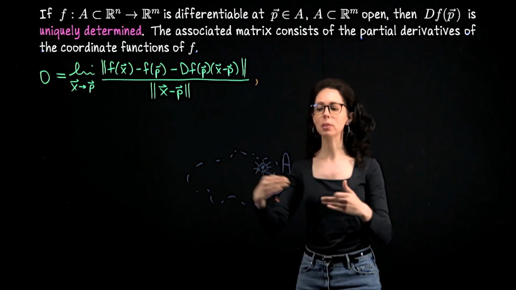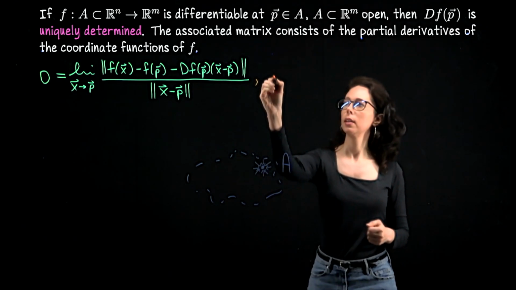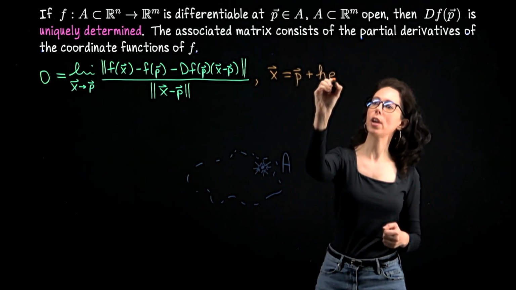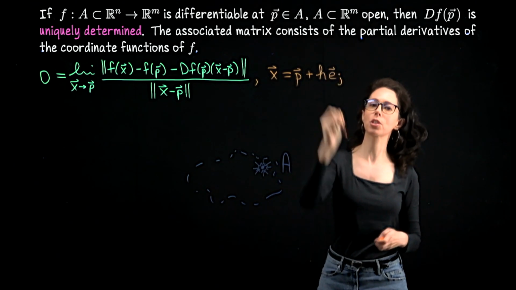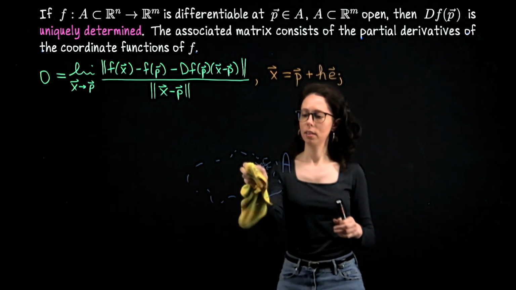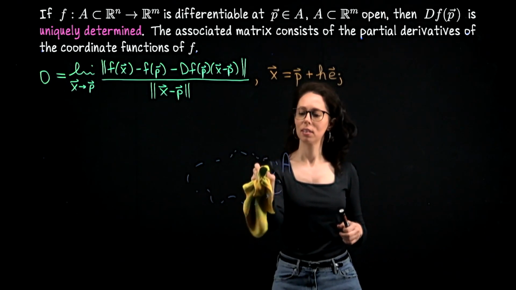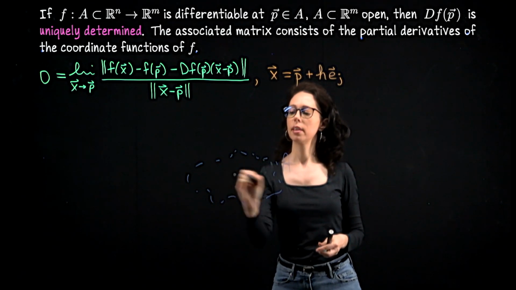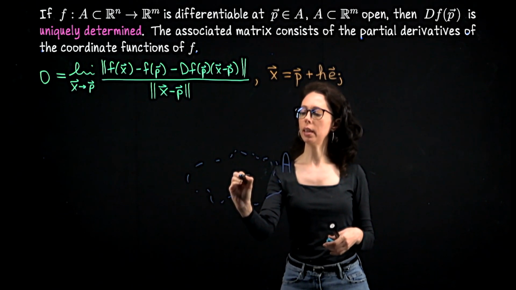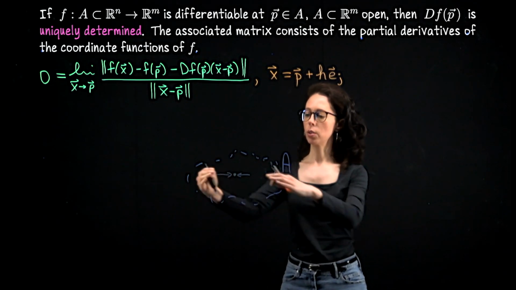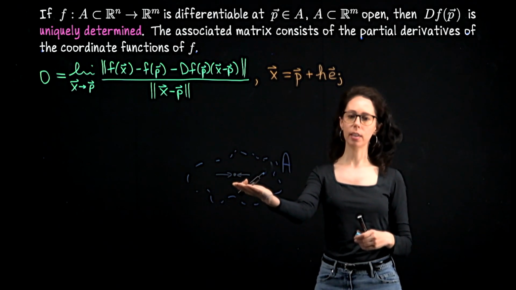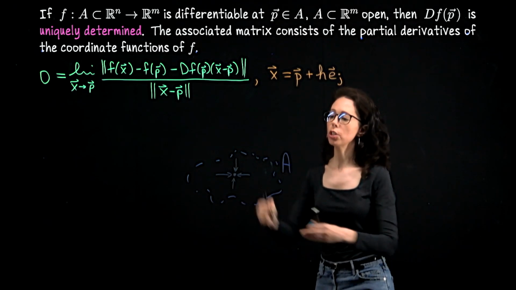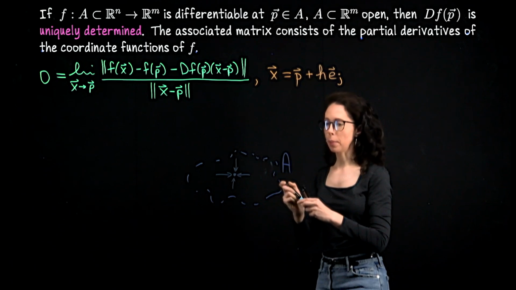Let's give our route to p a very specific form. In particular, let x equal p plus h times the jth standard basis vector, and you should recognize that from just a moment ago. If I alter my picture a bit, imagine this is R2, so this is either e1 or e2. That means that we are going to consider approaching p along the coordinate axis directions. So this would be like p plus h e1. Here, h could be positive or negative. And this would be p plus h e2.